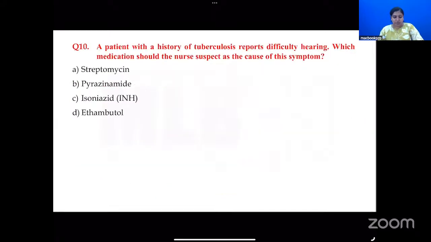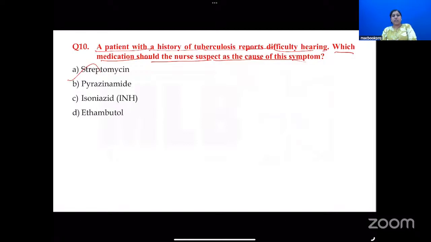Yes, Bhupesh. Yes. The next question: a patient with a history of tuberculosis reports difficulty in hearing. Which medication should the nurse suspect as the cause of the symptoms? A very easy question. Streptomycin is having an interaction with tuberculosis, with hearing difficulty, right? So streptomycin is having a very much interaction with your tuberculosis, with your hearing difficulty. So that will be the answer.